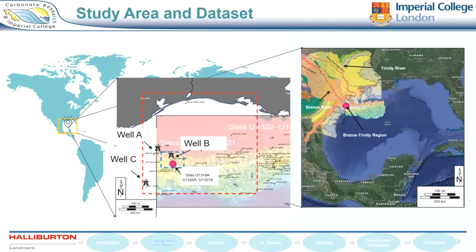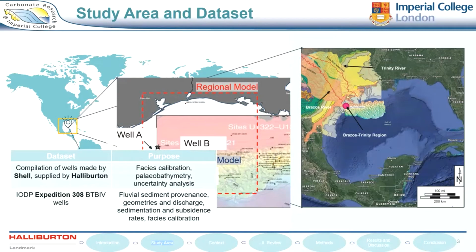Therefore, my strategy was to capture the coastline through the regional model outlined in red, allowing the sediment flux of Basin 4 within the nested model outlined in blue to be estimated. The main dataset was a compilation of wells made by Shell supplied by Halliburton and the IODP Expedition 308 wells, which incorporated the facies calibration, the sediment provenance, and geometries.